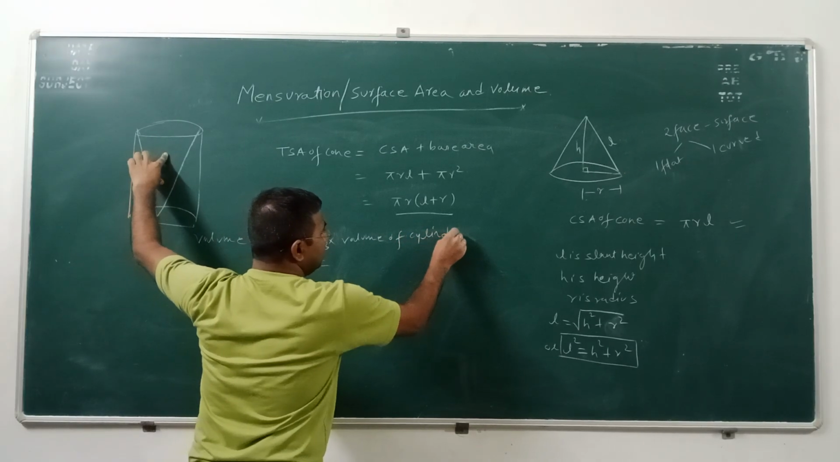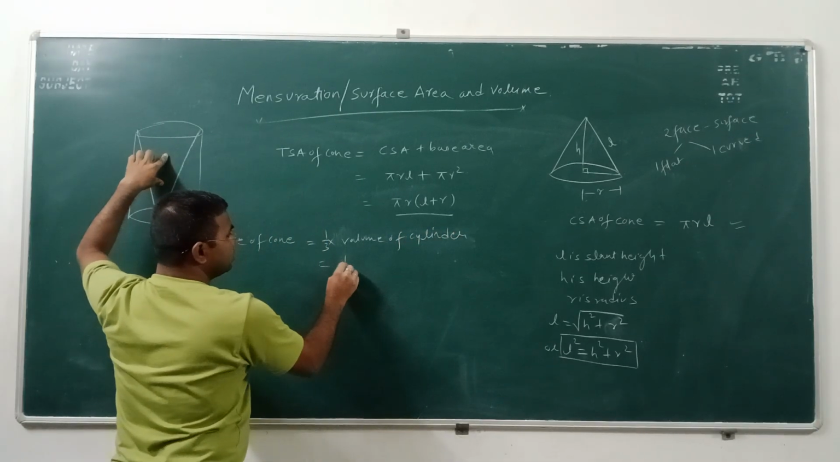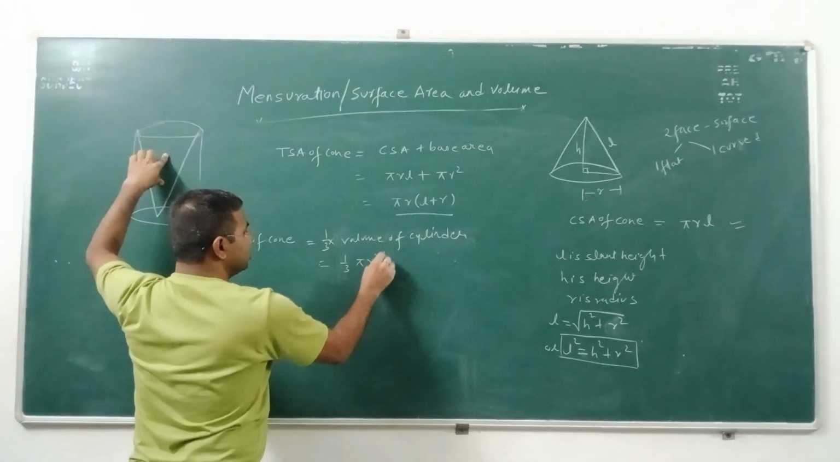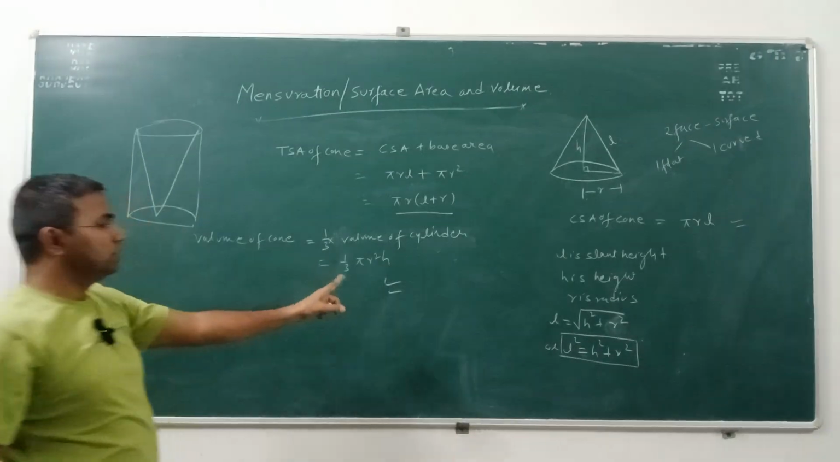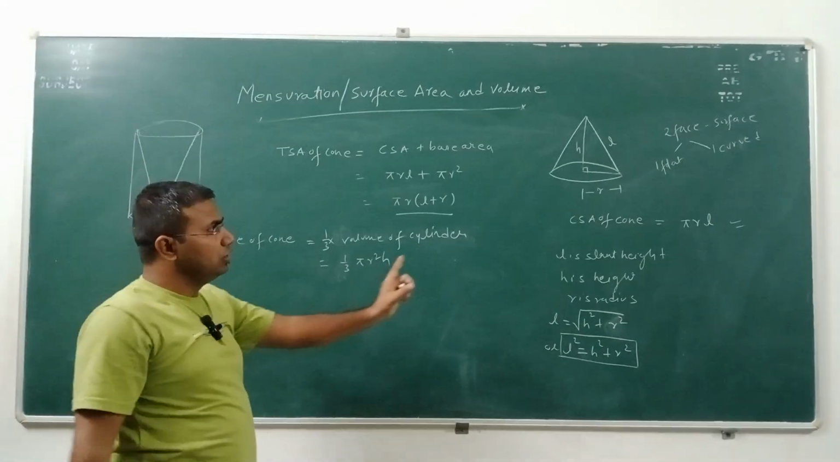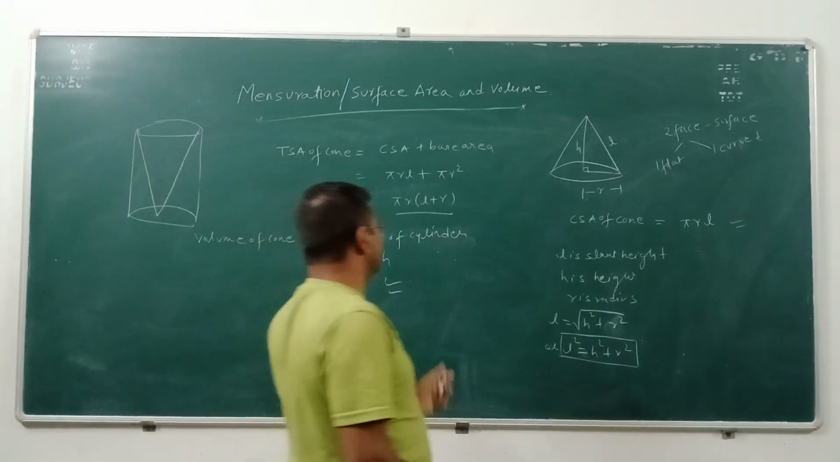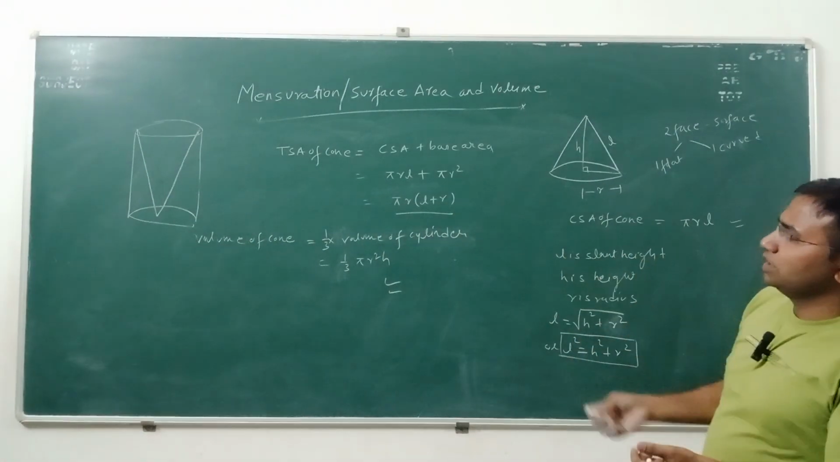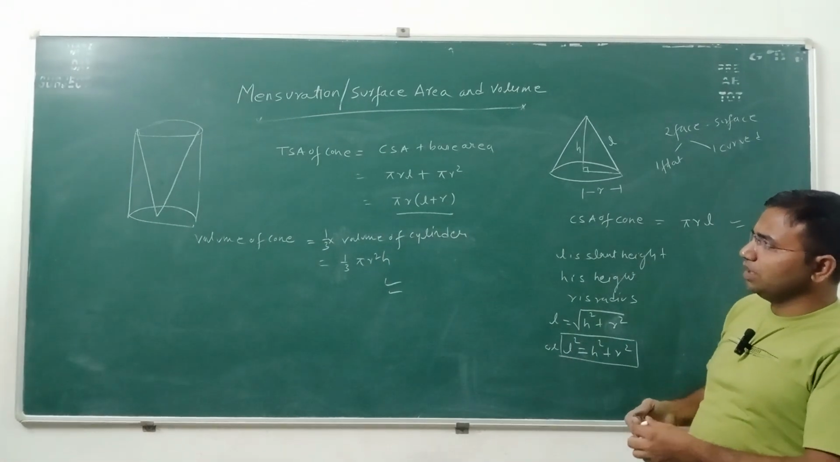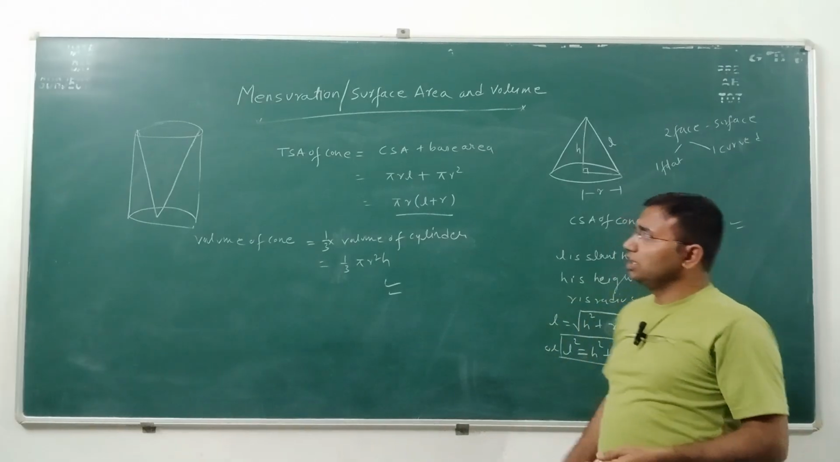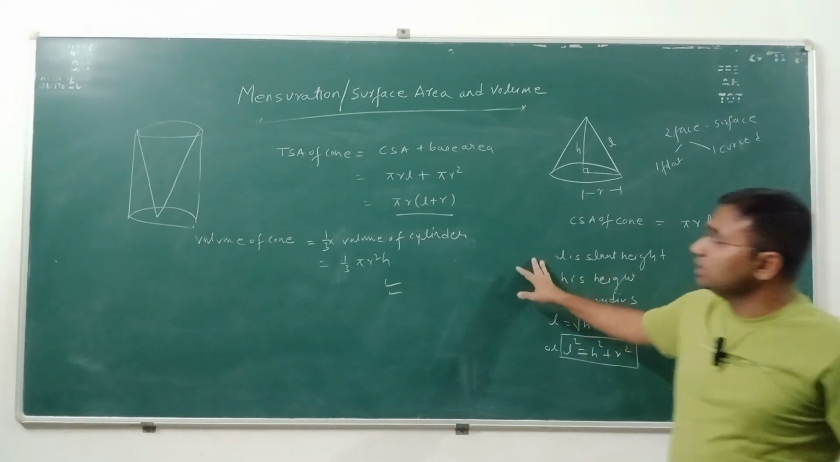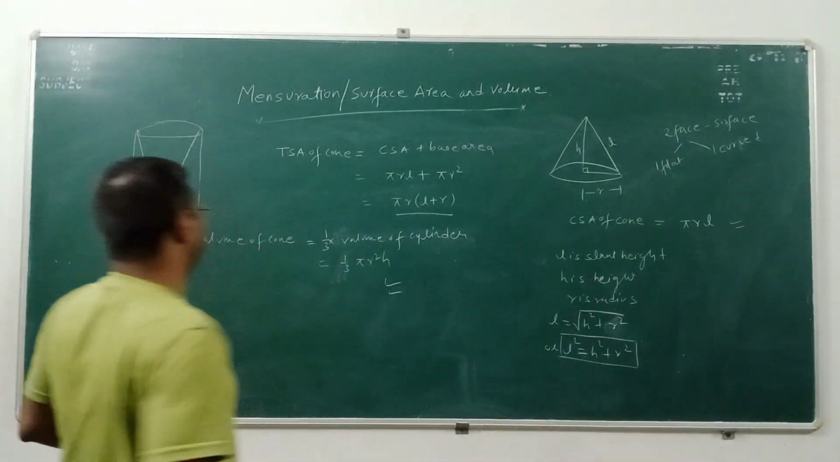You have learned the volume of cylinder, which is pi r square h. So see here, this will be 1 upon 3 pi r square h, the volume of cone. Okay, so in this way you will calculate the volume of cone by using the volume of cone formula. I hope you have understood. Okay, so see here, CSA, TSA and volume of cone.